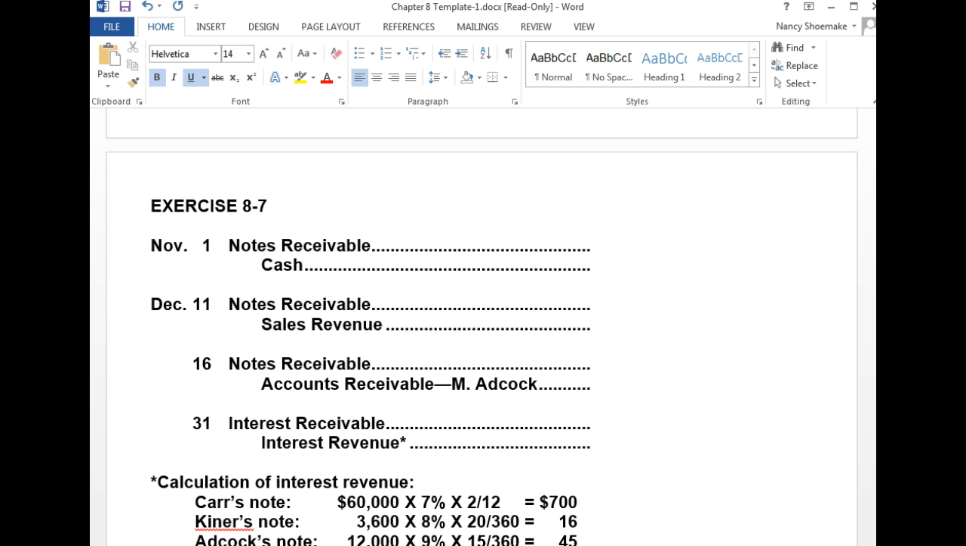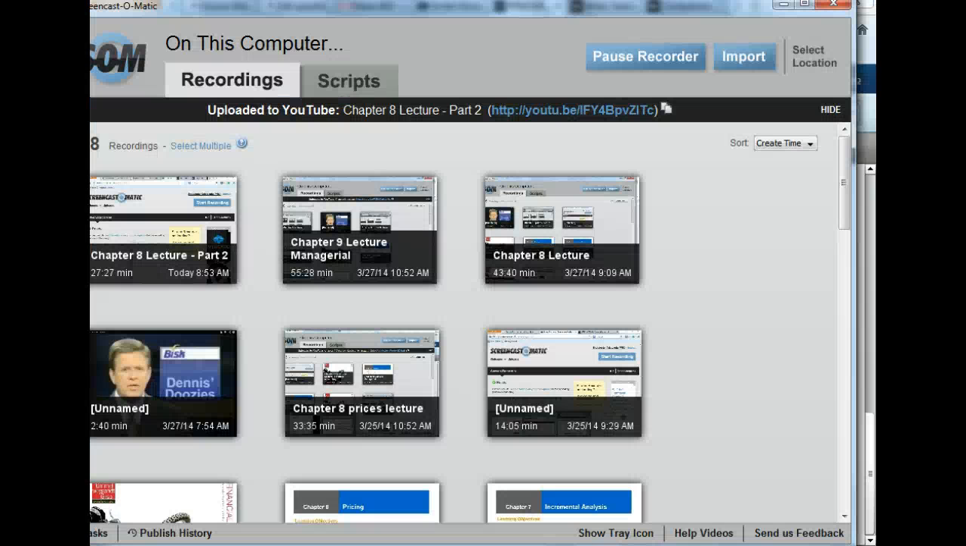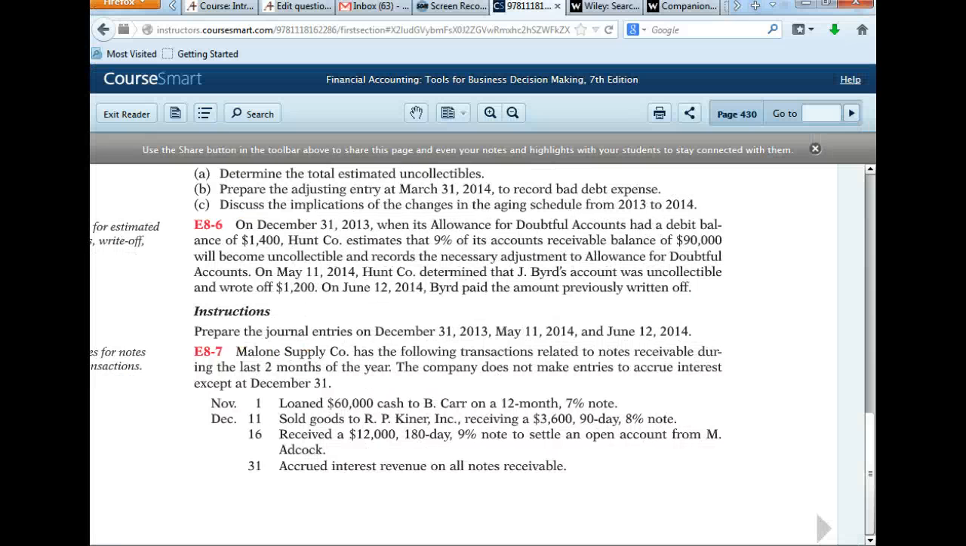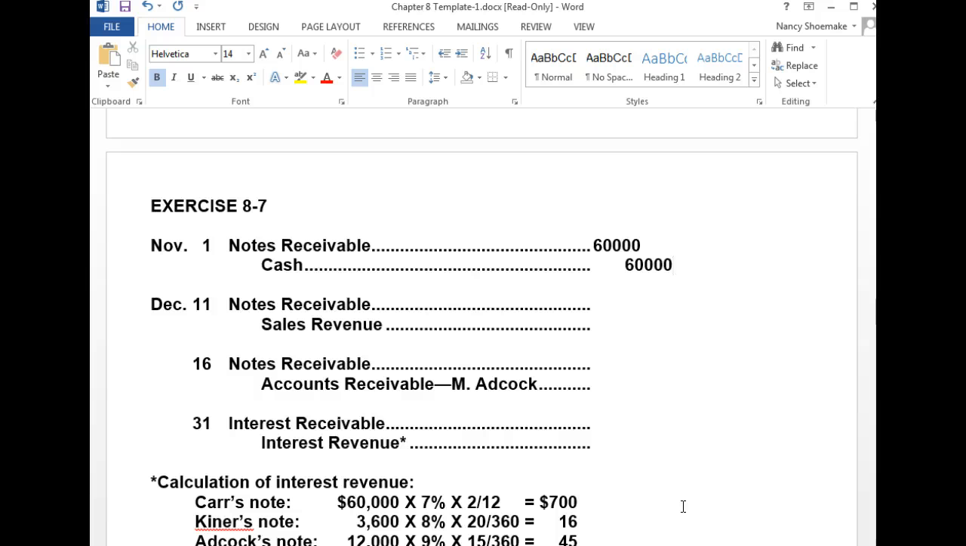Okay, so notes receivable is $60,000. Does everyone have this? Notes receivable $60,000, cash $60,000, right? Next, it says sold goods to R.P. Kiner, receiving a $3,600 90-day 8% note. What are we going to do there, guys? Accounts receivable $3,600 and sales revenue $3,600. Perfect.